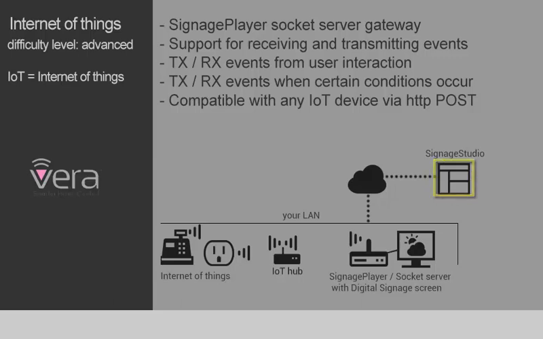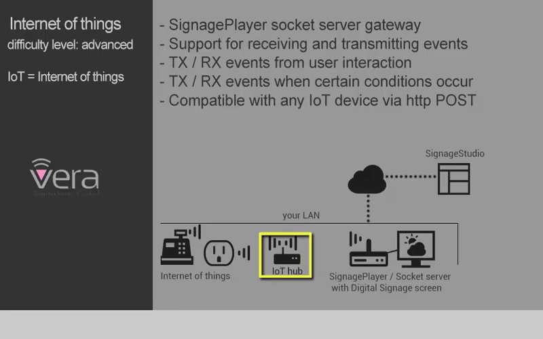Through the Signage Studio, you'll configure any one of your regular signage players to act as a socket gateway. This means that your signage player, in addition to running a regular presentation, will also be able to communicate with your IoT hub. It will be able to send events, post commands, as well as receive post commands from your IoT hub. Now you can use any IoT hub that supports post commands.